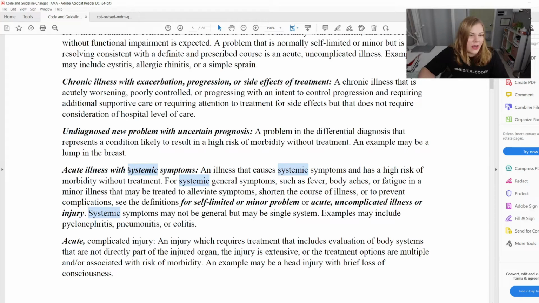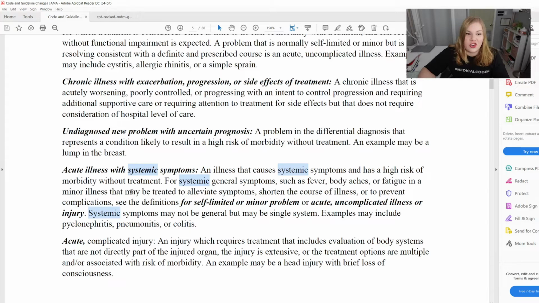So it says here that an acute illness with systemic symptoms is an illness that causes systemic symptoms and has a high risk of morbidity without treatment. So something that's not just going to resolve on its own like a cold would. You're going to get over a cold eventually, but something that is very risky that it could cause you some morbidity if you don't get it treated.